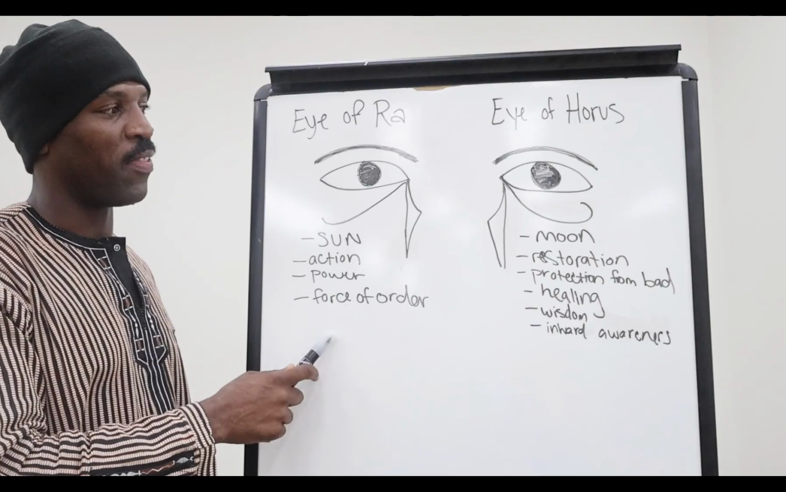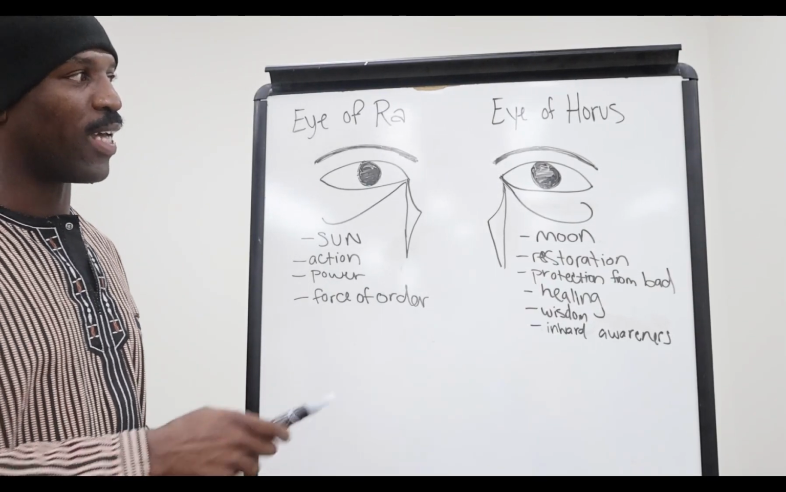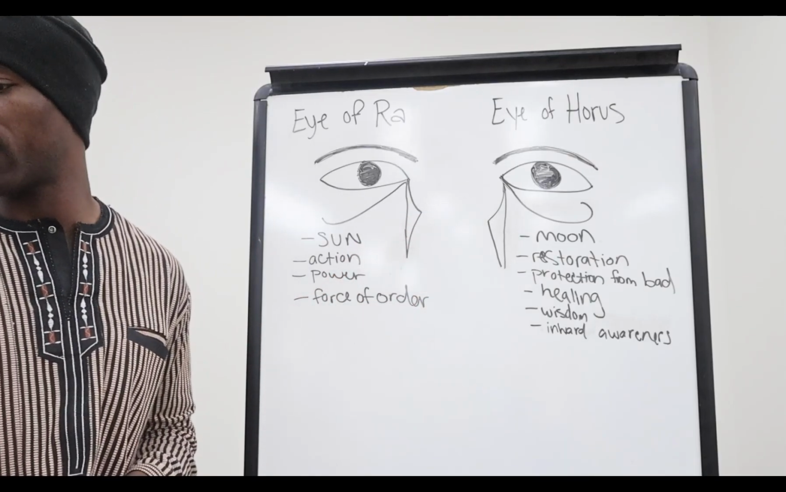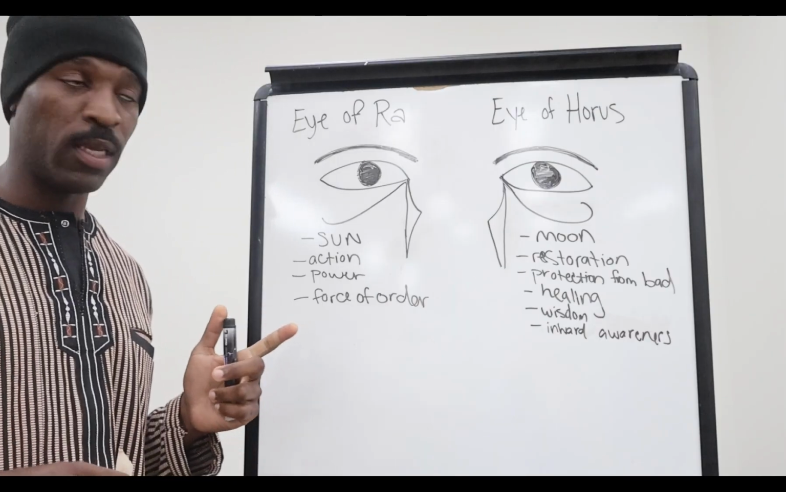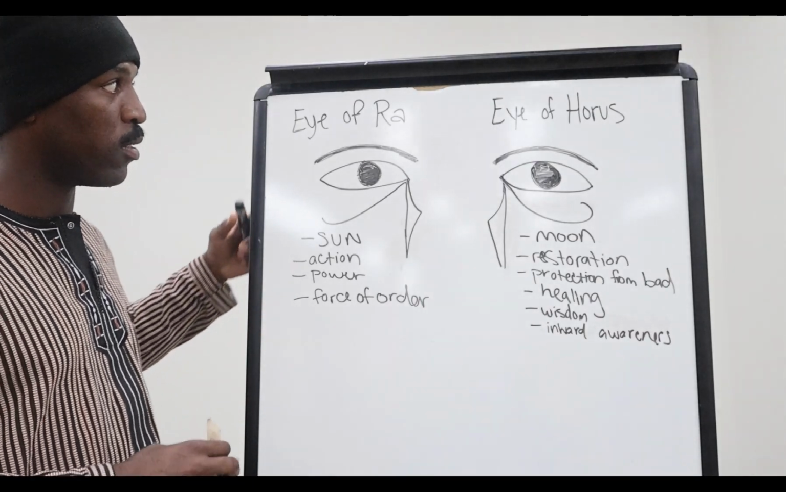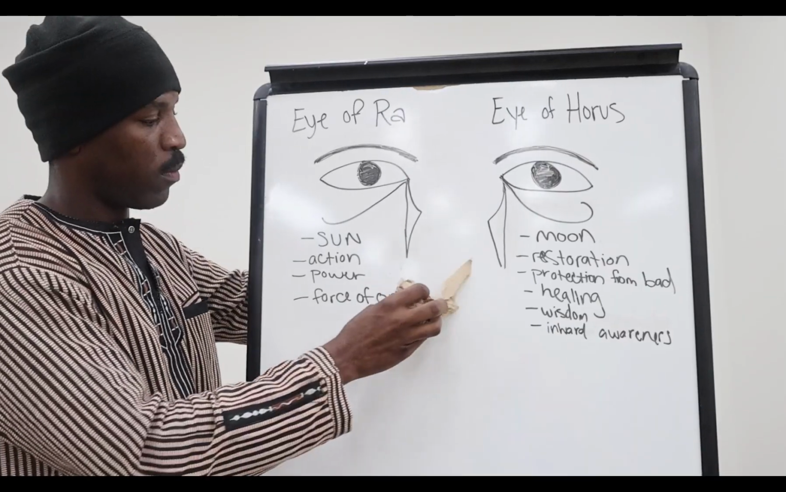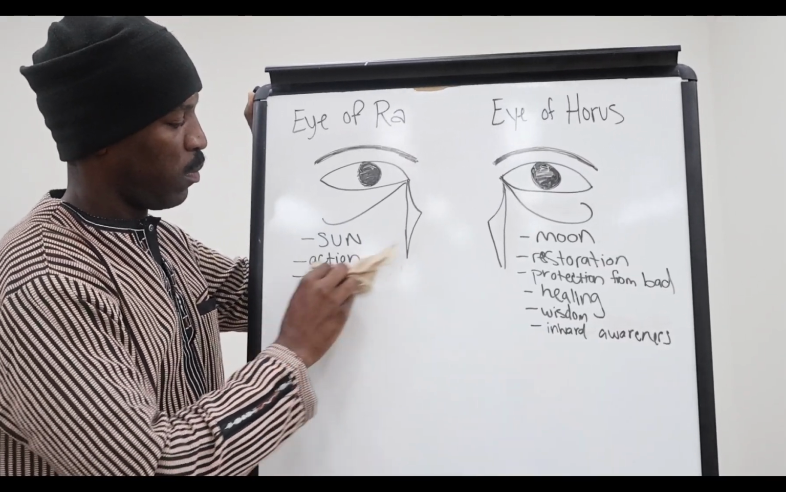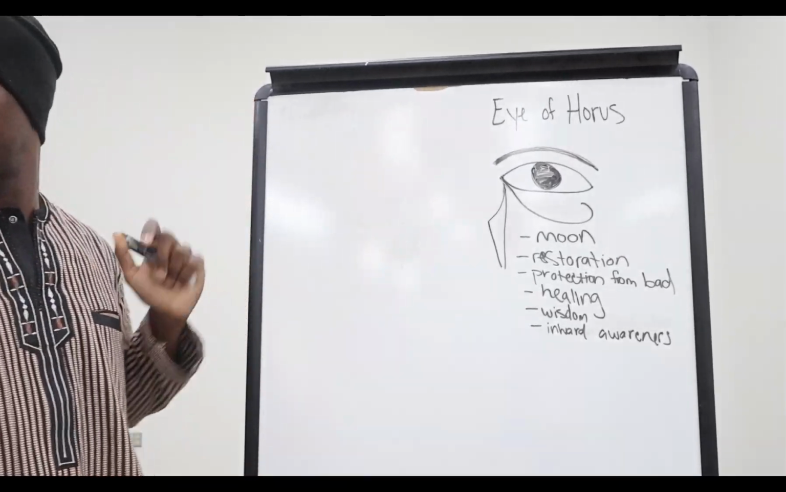So here we have the Eye of Ra and the Eye of Horus. Now I'm going to go deeper into the Eye of Horus. This is the one that we're going to be talking about today. This is the one that people generally tend to see and think of as the Eye of Horus, not the Eye of Ra. So let's talk a little bit about the Eye of Horus.